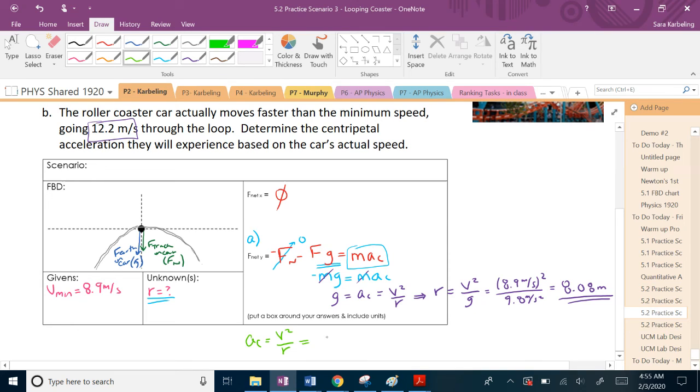Because we know the velocity is 12.2 meters per second, quantity squared, divided by the radius, which we now know is 8.08 meters. Please get out your calculators; you guys work on this too. Again, remember to square that speed, and hopefully you get something about 18.4 meters per second squared.